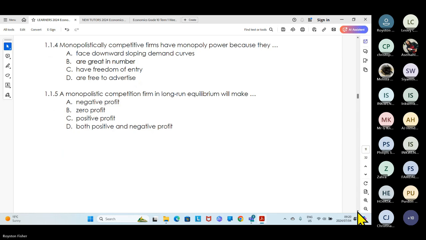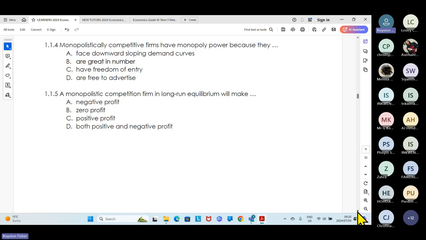1.1.4. Monopolistic competitive firms have monopoly power because they: A, face downward sloping demand curves; B, are great in number; C, have freedom of entry; and D, are free to advertise.